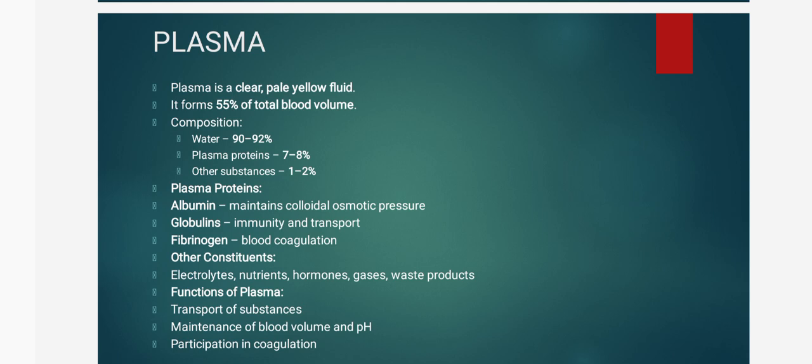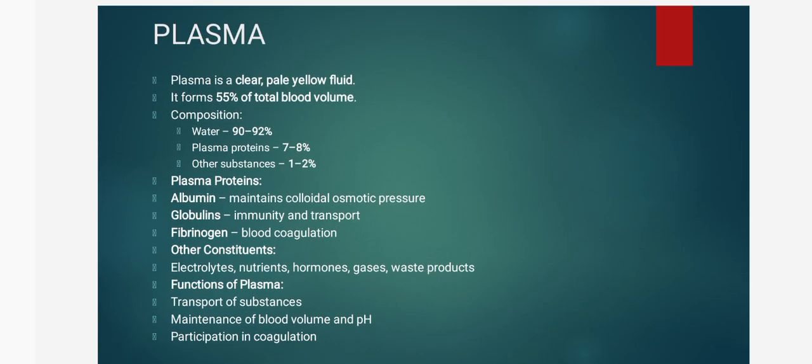Plasma. Plasma is the clear, pale yellow liquid portion of blood. It forms about 55% of total blood volume. The composition of plasma is about 90 to 92% water. About 7 to 8% are plasma proteins. The remaining 1 to 2% contains electrolytes, nutrients, hormones, gases, enzymes, and waste products. The major plasma proteins are albumin, globulin, and fibrinogen. Albumin maintains osmotic pressure and blood volume, globulins are involved in immunity and transport, and fibrinogen is essential for blood clotting.